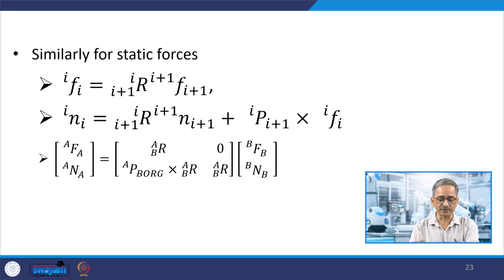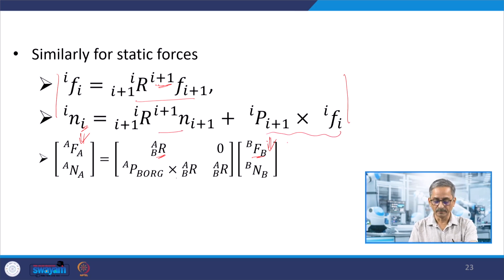Similarly, for the static forces I can use this force propagation equation from the ith to the i plus 1th frame, and similarly this moment propagation equation. So, again I can write it, say my ith frame is frame A and the i plus 1th frame is my frame B, then I can write these equations in this form. So, here essentially we have got a frame transformation. So, for the force, you have this rotation matrix, and because of the moment we will be having this term also. So, it can be written in this form. Just check it with what we have done previously.